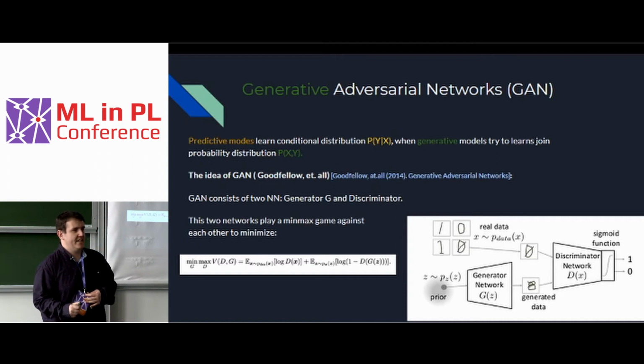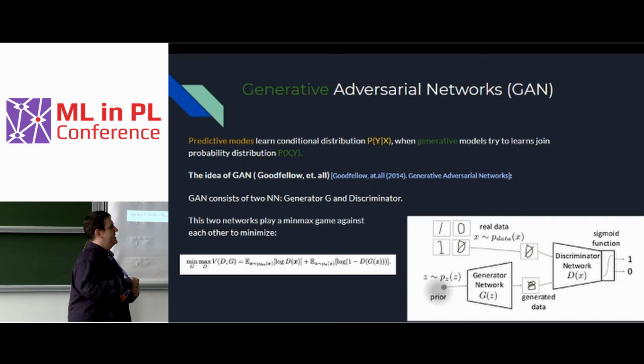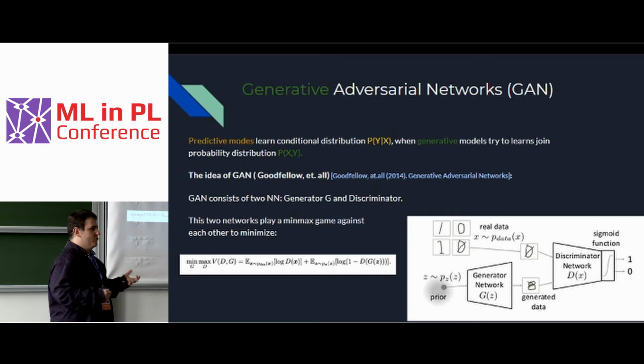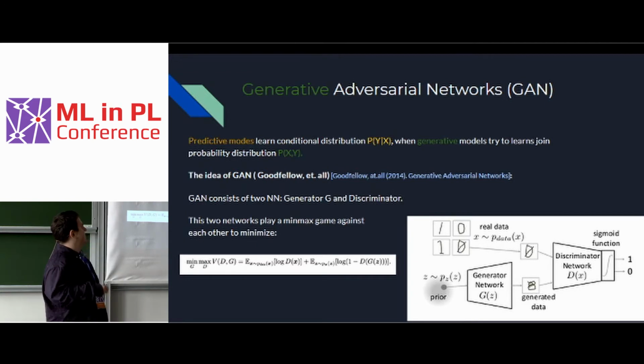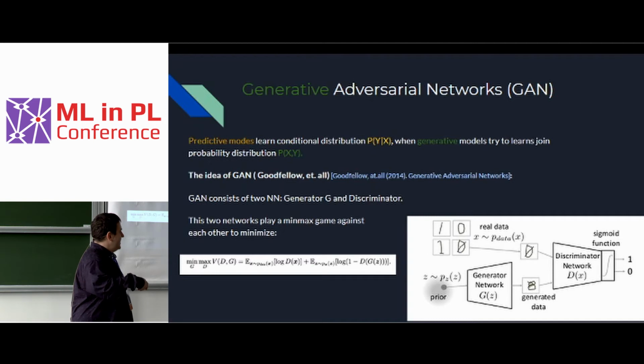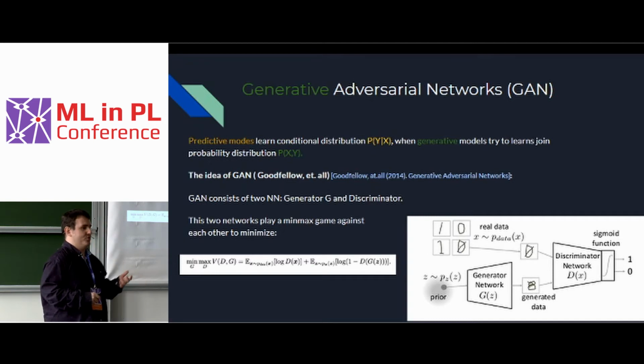And how can we achieve this? One of the ideas that can be used to learn this joint probability distribution was proposed by Goodfellow, and it's called the GAN. Roughly speaking, a GAN consists of two neural networks. One of them takes noise and possibly additional inputs and generates some image or something, let's say.